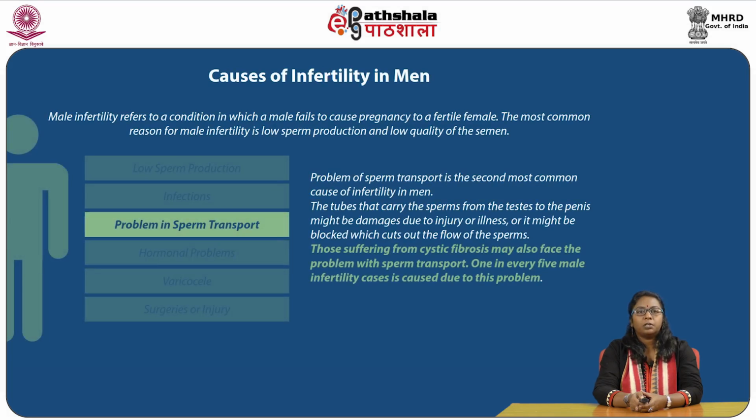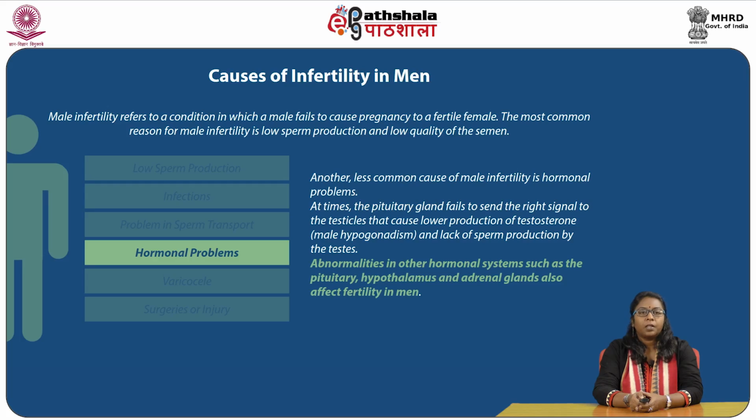Problem in sperm transport. Problem of sperm transport is the second most common cause of infertility in men. The tubes that carry the sperms from the testes to the penis might be damaged due to injury or illness, or it might be blocked, which cuts out the flow of the sperms. Those suffering from cystic fibrosis may also face the problem with sperm transport. 1 in every 5 male infertility cases is caused due to this problem.